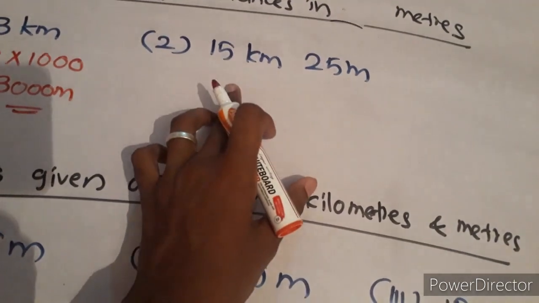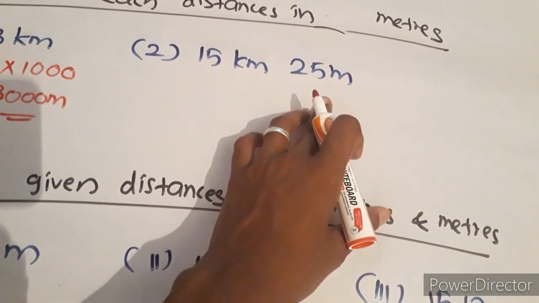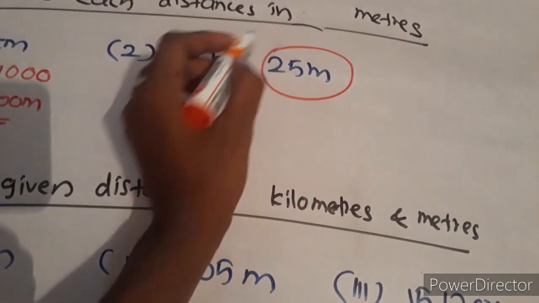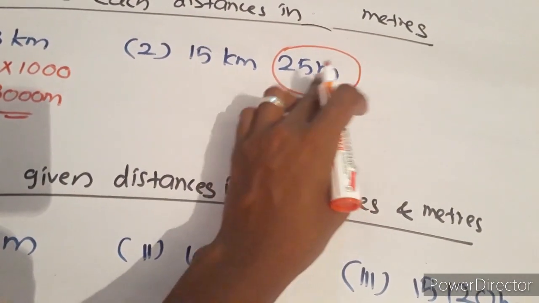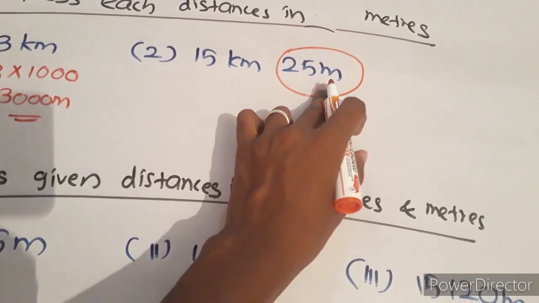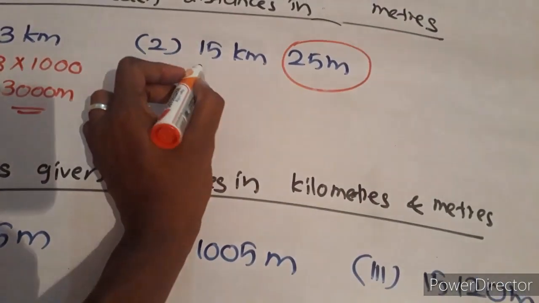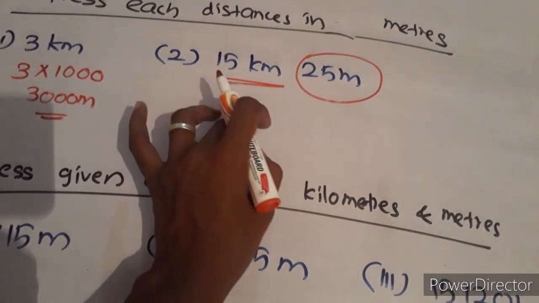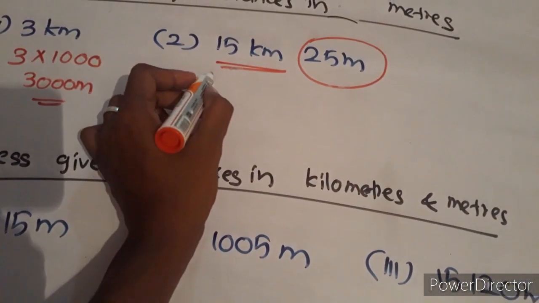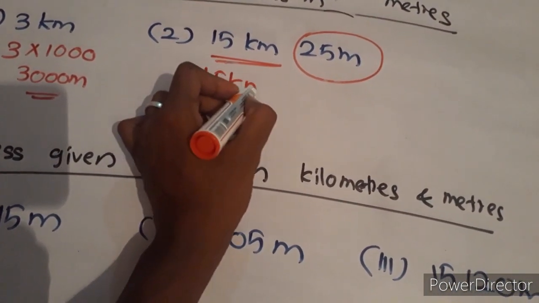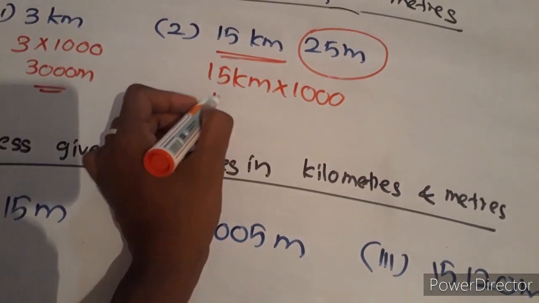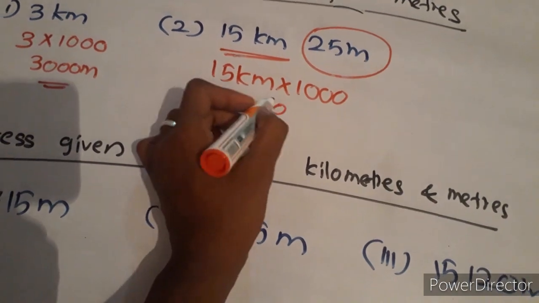Second one, 15 kilometers and 25 meters. So we have to convert into meters. So this part we don't need to convert, because it's given already in meters. So we have to convert this part only. This part only we have to convert into meters. So what we have to do? This 15 kilometers we have to multiply by 1000. So it becomes 15,000 meters.